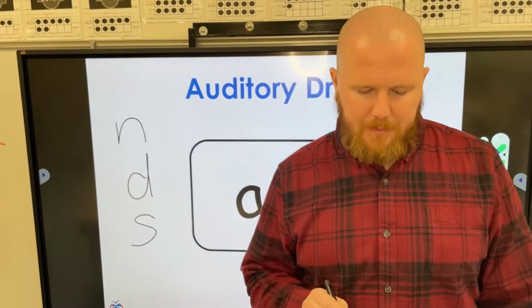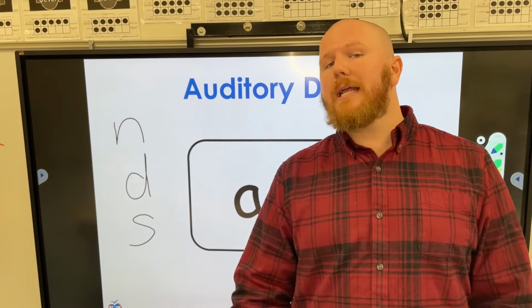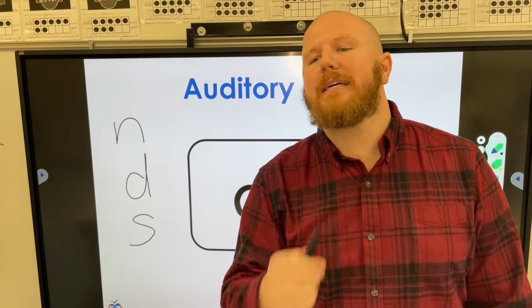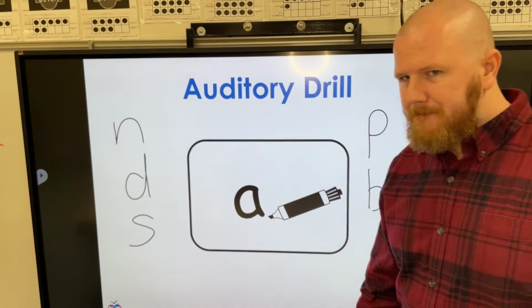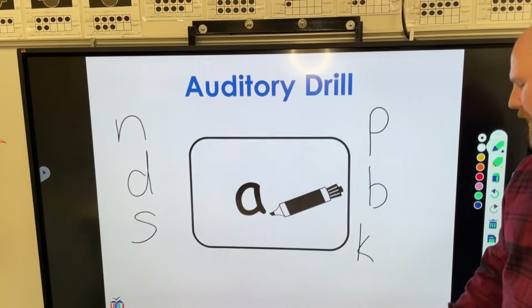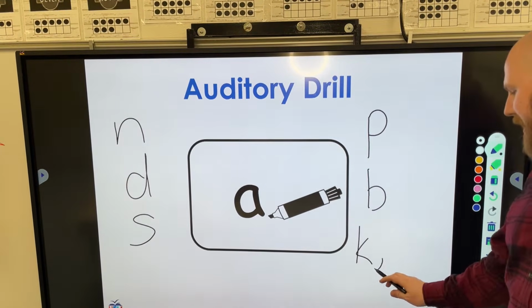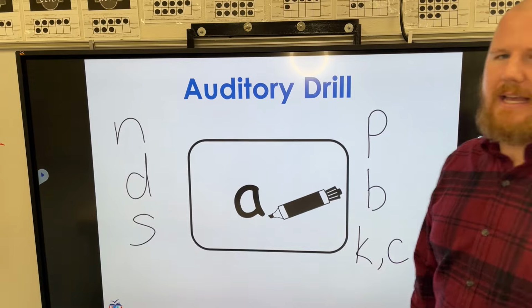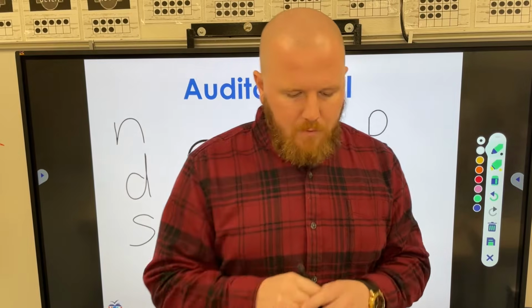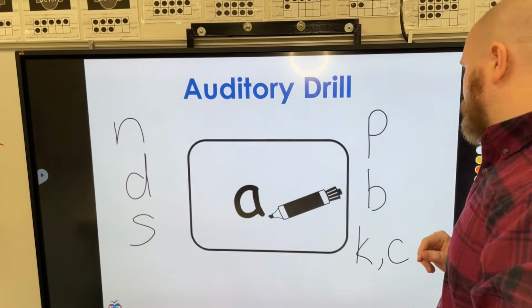Okay, one more. This one's a little bit of a trick. What says K? Okay, I see some people wrote K. That's the easy one. But, as I just said, C also says K. Great job. Erase your boards, put your pencils, markers away. We're going to move on to our blending drill.